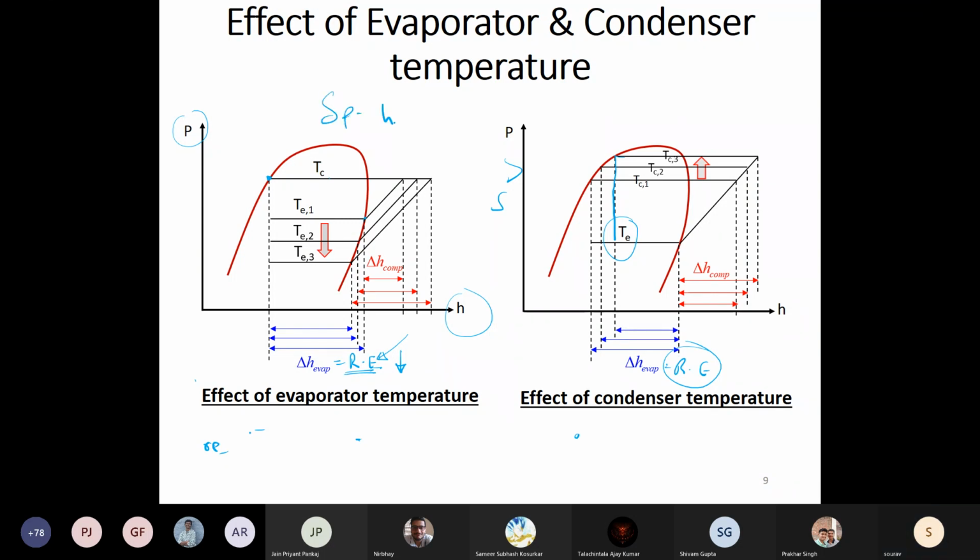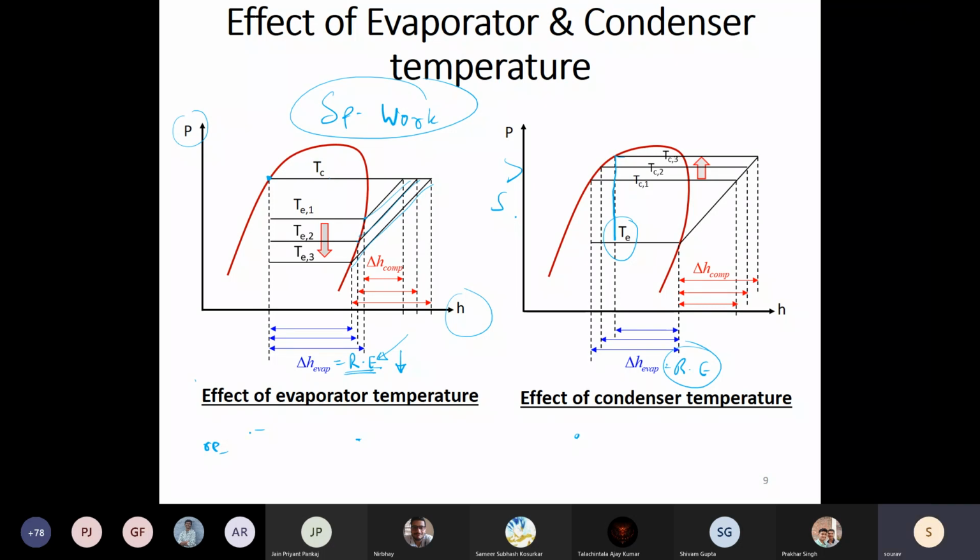specific work. Okay, specific work is, again, per unit mass. We will bring in the information about mass flow rate in the next slide. So what happens with the specific work consumed by the compressor? If I am reducing the evaporator temperatures, you can see that the specific work increases. And that's quite evident because your pressure ratios are increasing, and hence you expect that you will have to do more work per unit mass.